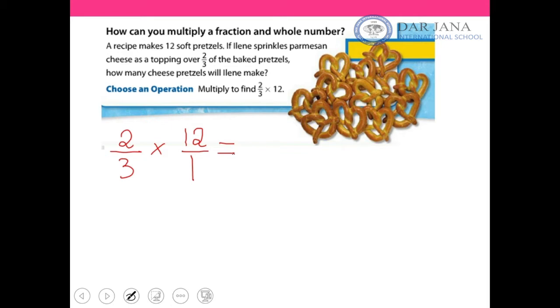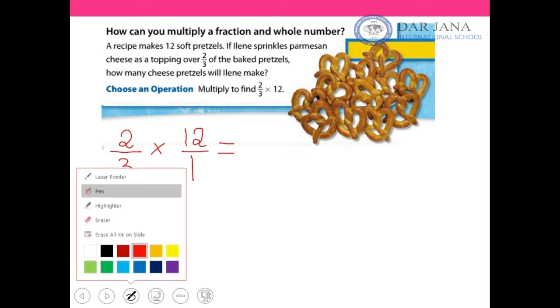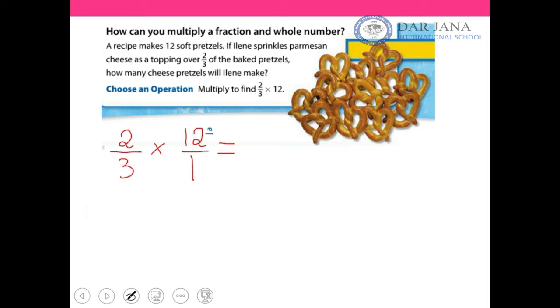Pay attention, I cannot simplify numerator with numerator. For example, here I cannot simplify the 2 with the 12, but I can simplify the 2 either with 3 or the 12 with 3. In this option, I can simplify 12 and 3 by dividing both of them by 3. So that's what I will do. I'm going to divide here by 3 and here by 3.